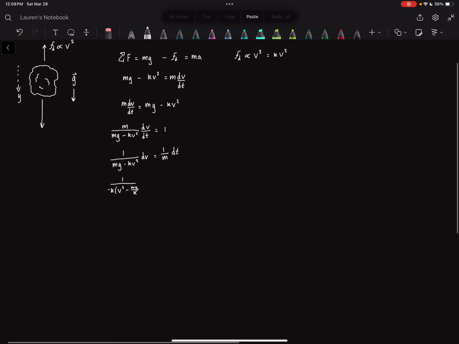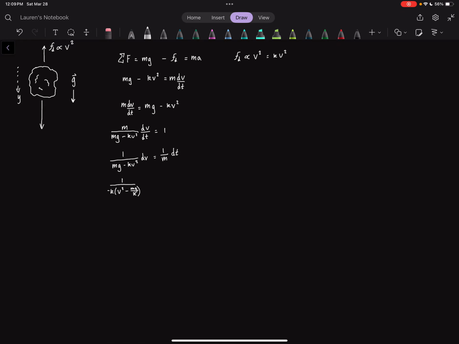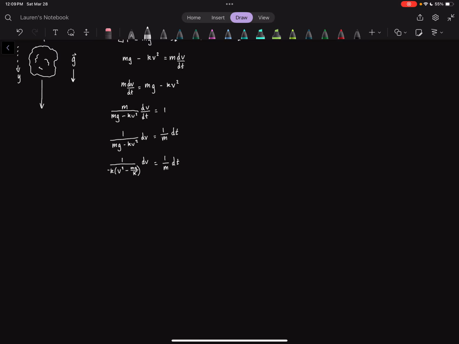All right, dv. And on the other side, 1 over m dt. And we can go ahead and bring that minus k over. So now we have 1 over v squared minus mg over k dv equals minus k over m dt.